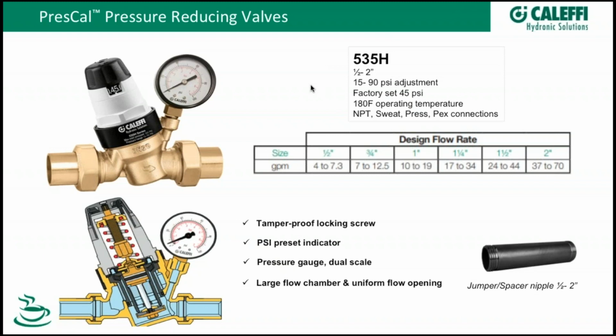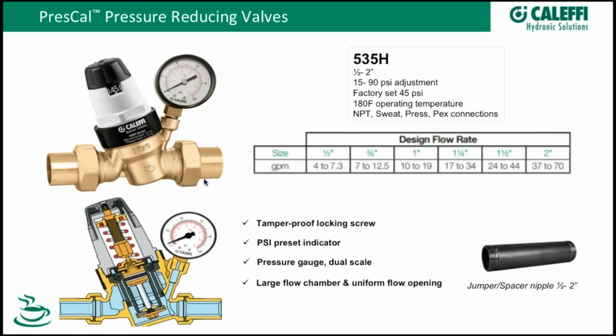So our flagship pressure reducing valve, as you can see here on the screen, is our 535H. We have it available in 1/2 through 2 inch sizes, with a wide adjustment range. You can see that we've got unions on both sides, which makes it a great valve if you ever need to service it or pull it out to clean it out or anything like that. The unions also allow us a wide variety of connection types. So you've got sweat, you've got press, PEX connections, NPT. Speaking of PEX, we've got PEX crimp and expansion as well. There's a lot of good things there.